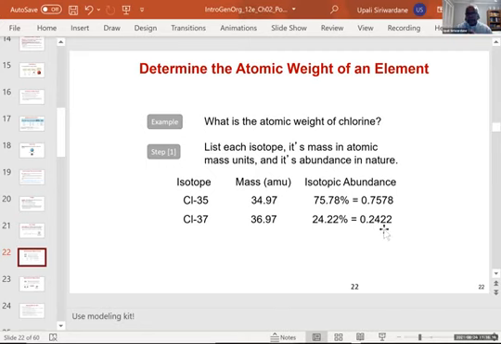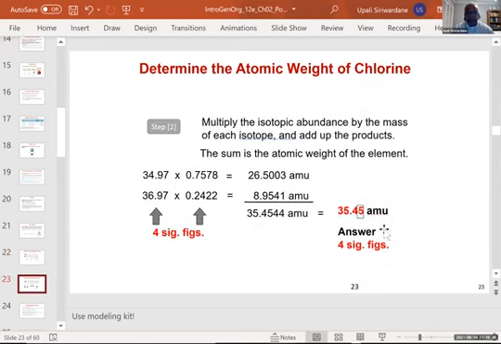So you can multiply fractions directly. In the previous slide, dividing by 100 was to convert to a fraction. The fractions add up to the total. So when you multiply the isotopic mass by the fractional composition, we get the same answer, rounded off to 35.45.